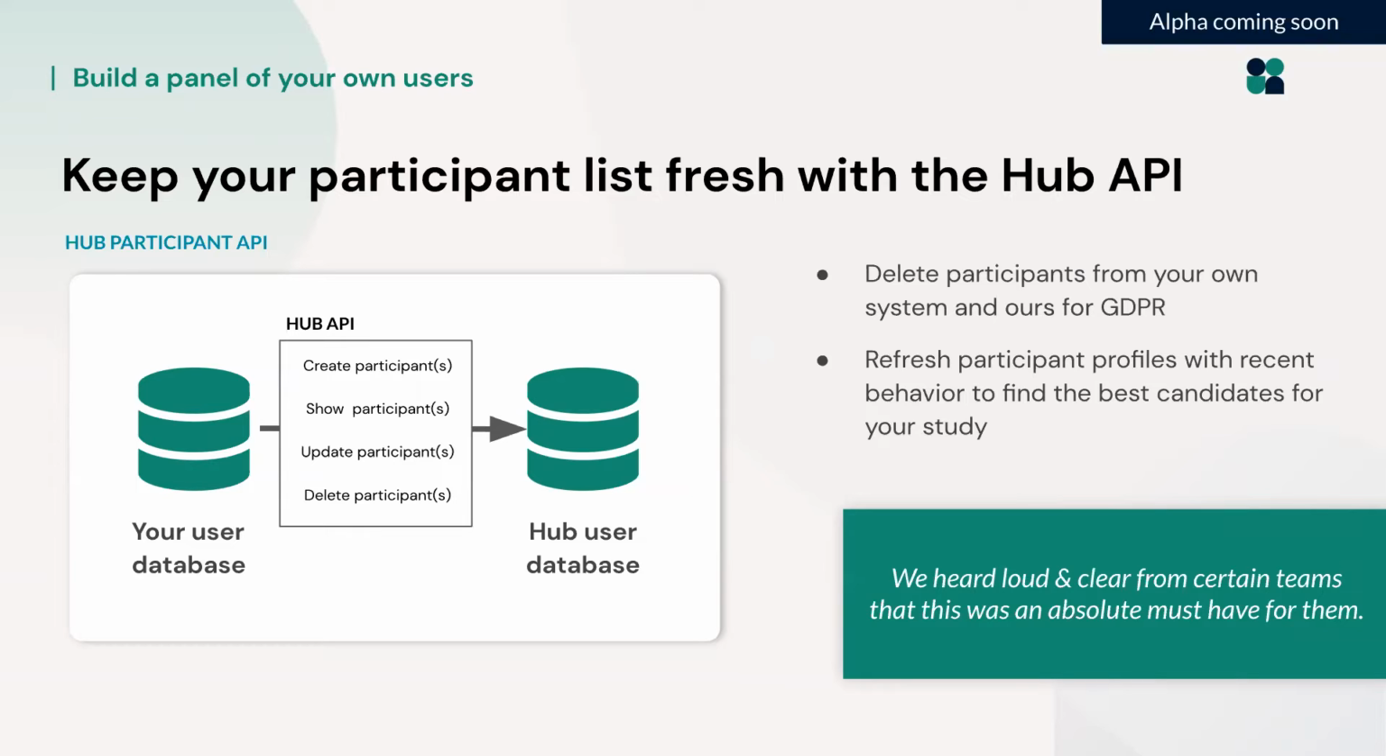A common one is to add participants you've collected through your own system. We work with teams that have an opt-in form in a different system, like Qualtrics, SurveyMonkey, et cetera, that they then want to add to Hub. Through this API, you could automatically add that participant to Hub. Or if you wanted to keep your Hub data up to date, say to find participants who have used a feature in the last 30 days, the API will allow you to update your participants.